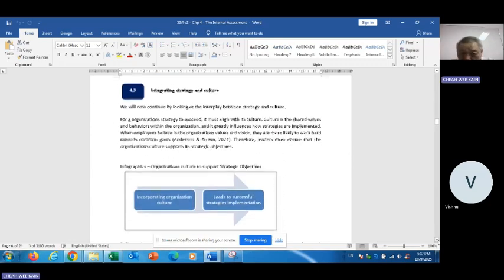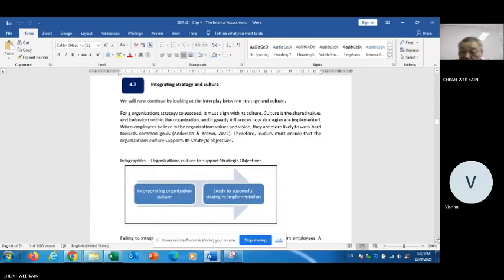Now, integrating means involving, putting in strategy and culture. How do you integrate strategy into culture? Now, why is culture important? Like I said, we may be operating in different types of cultures. If you are multinational and global, obviously there will be different cultures, right? So you need to adapt your strategy based on the culture.